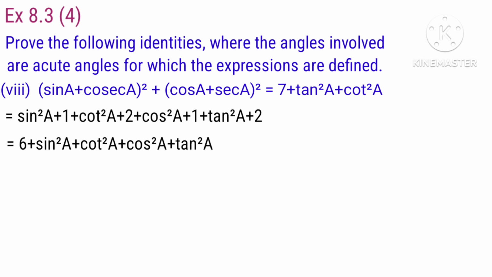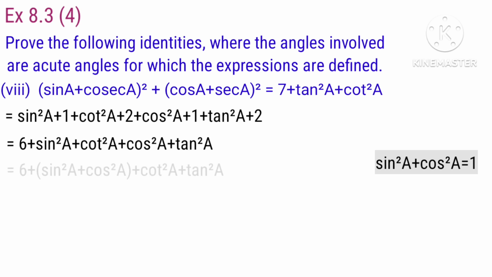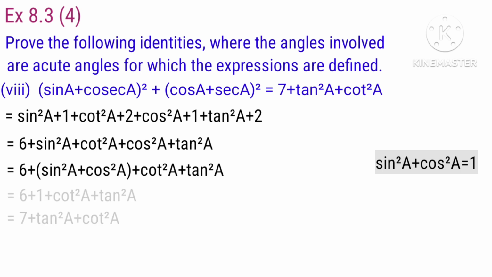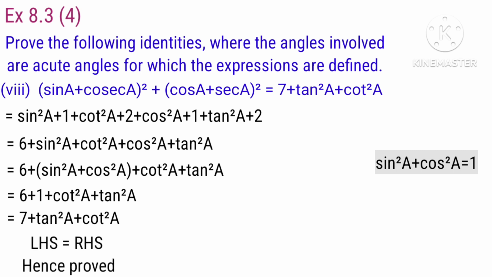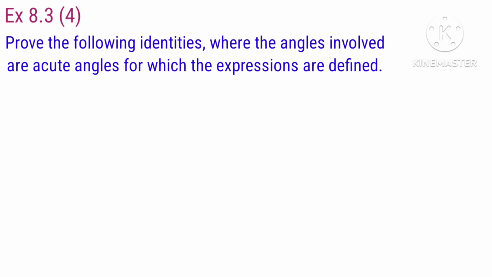So now RHFல இருக்கிற tan square a வந்துருச்சு, cot square a வந்துச்சு, but 7 வரல. So என்ன பண்ணலாம்னா we have another formula for this, that is sin square a plus cos square a is equal to 1. So when we substitute we'll get 6 plus sin square a plus cos square a plus cot square a plus tan square a. So when we substitute 1 in this step, we'll get 6 plus 1 plus cot square a plus tan square a. That is 7 plus tan square a plus cot square a is equal to RHS. Therefore, we got LHS equal to RHS, hence proved. We'll move on to our next question.